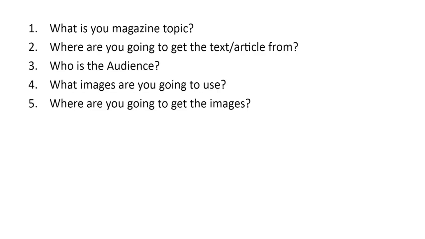So some of the things that you need to consider first is, what is your magazine topic going to be? So you want to figure out, based on the magazine cover that you made, that this should be an article that's inside of that magazine. And then where are you going to get your text and your article from? So you start looking around and trying to grab that. As you're grabbing that information, make sure you copy the website address of where you got it from so that we can do proper attribution later.